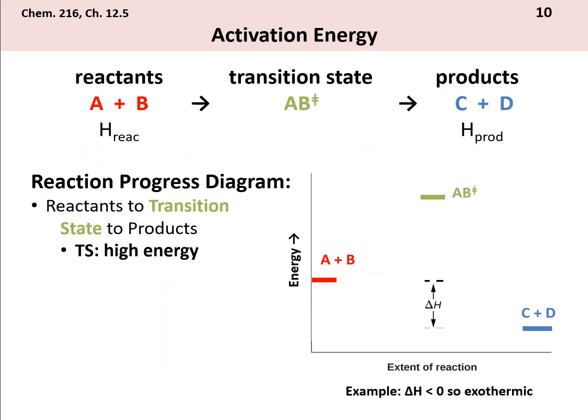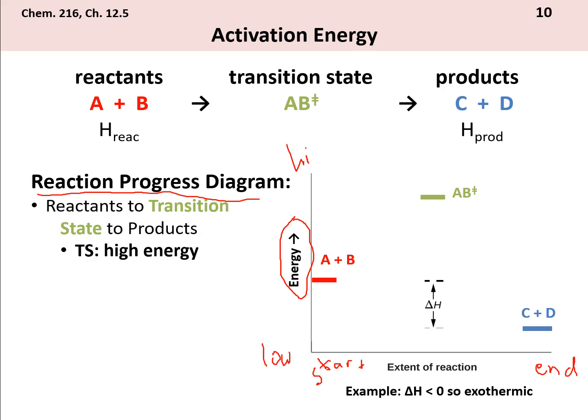All right, so let's go ahead and let's use something called a reaction progress diagram. Okay? The reaction progress diagram shows the energy as we go from reactants to products. So we're going to plot here energy on the y-axis. So high energy is up here, low energy is down here. And on the x-axis, I'm going to have the extent of the reaction. Okay, so this is the beginning, this is the end. Okay, this is the start.